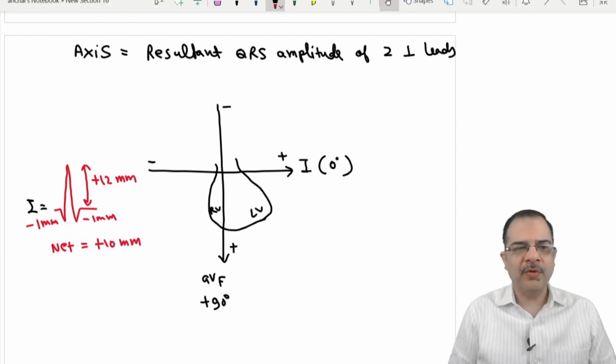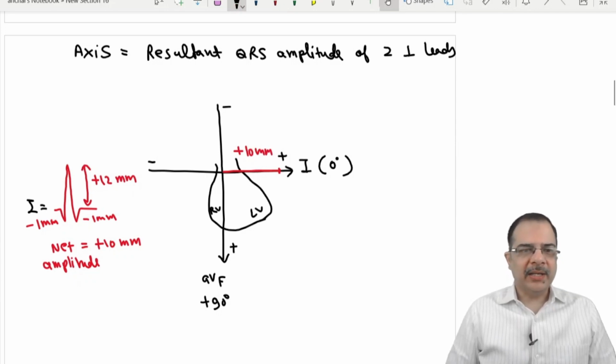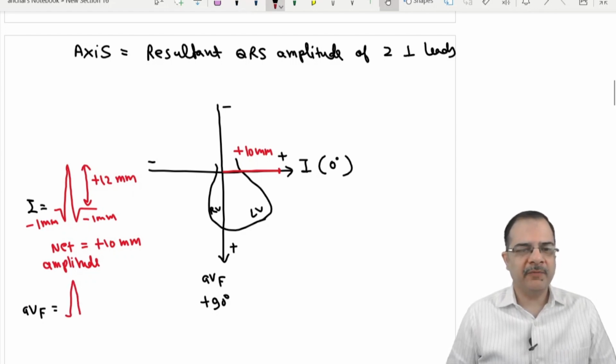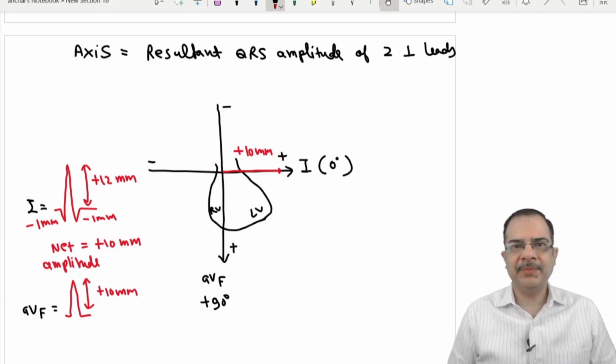Net amplitude of the QRS in lead 1, net amplitude. This is how you will calculate. Now what you do, you draw plus 10 mm on this side. This is plus 10 mm line on this side, and then look at the AVF QRS. So suppose for example AVF QRS is just R wave of plus 12 plus 10. So we take it as plus 10 only.